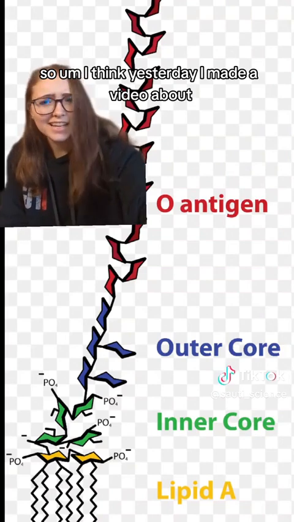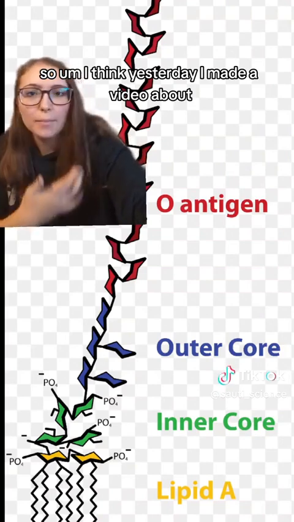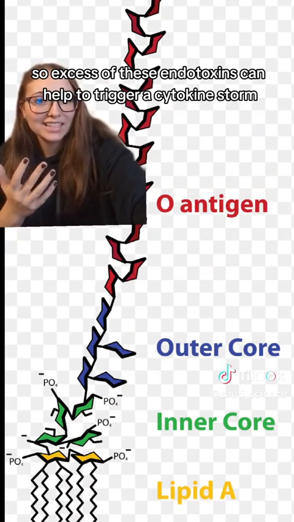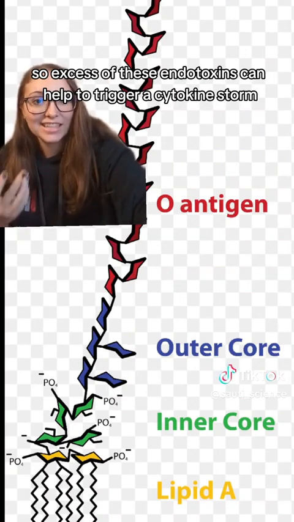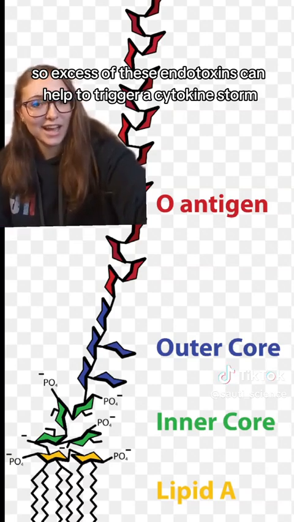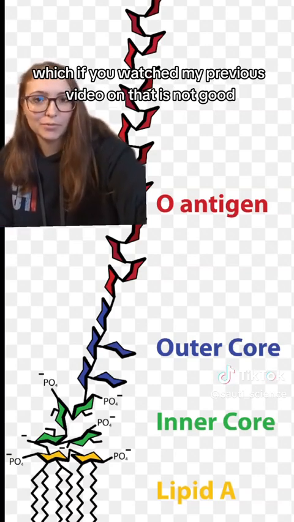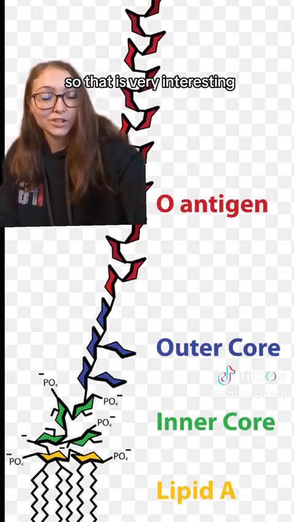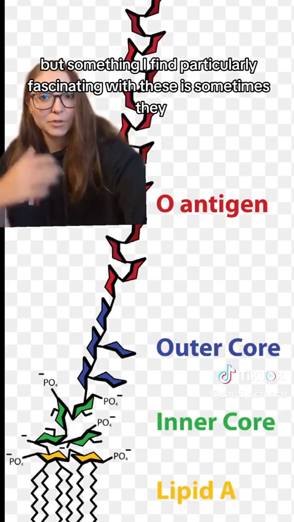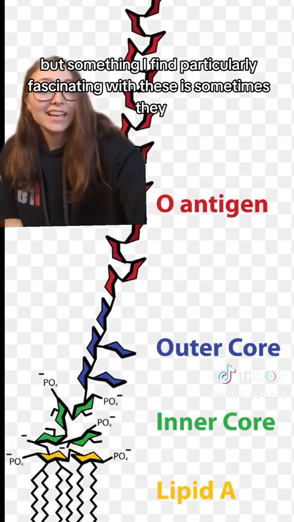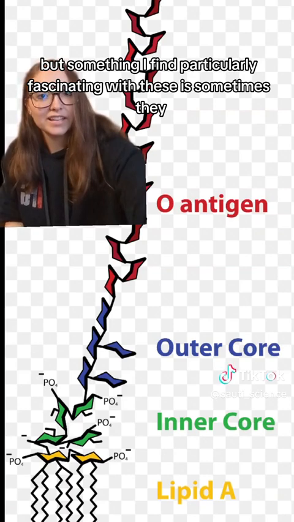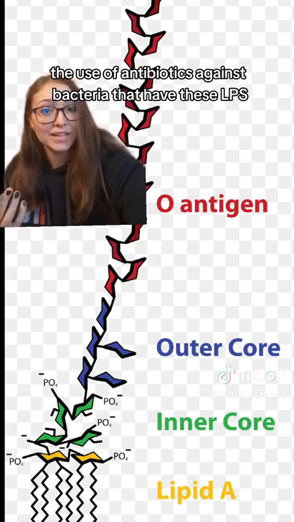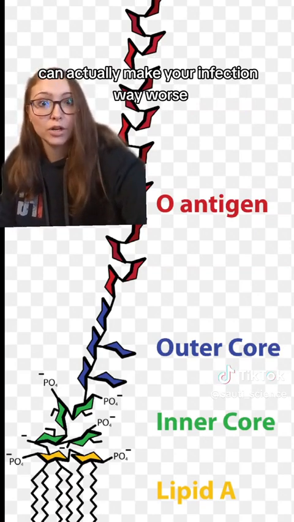So, I think yesterday I made a video about cytokine storms and how those are a problem. So, an excess of these endotoxins can help to trigger a cytokine storm, which, if you watched my previous video on that, is not good. So that is very interesting, but something I find particularly fascinating with these is sometimes the use of antibiotics against bacteria that have these LPS can actually make your infection way worse.